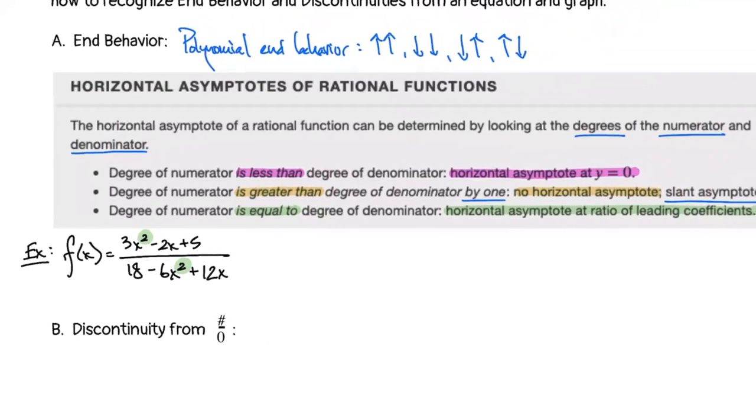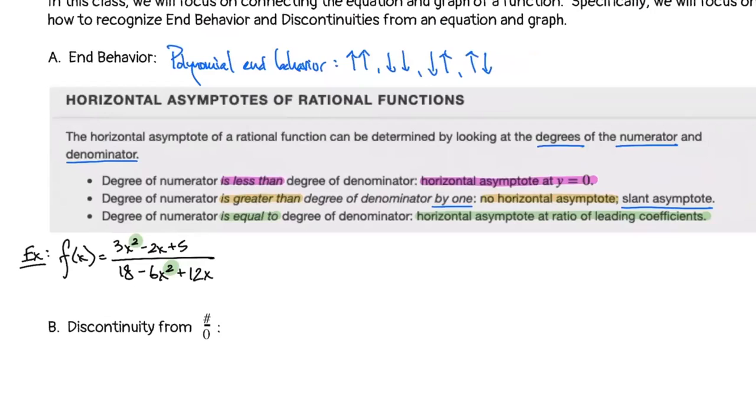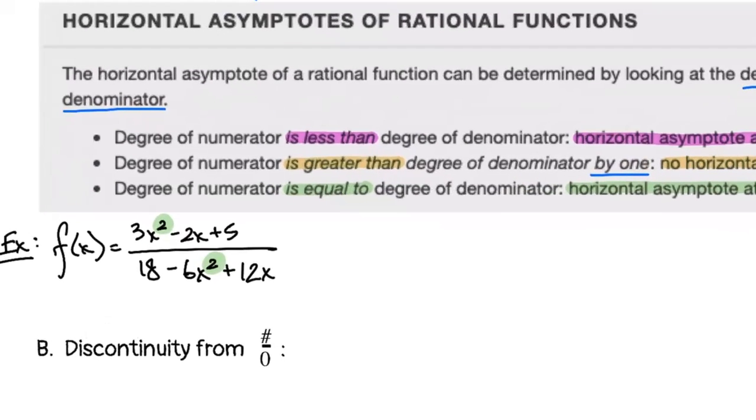And so if we reread this rule, the green one, it says that the degree of the denominator is equal to the degree of the numerator. If that's the case, then the horizontal asymptote is the ratio of the leading coefficients. So my horizontal asymptote, should I write x equals or y equals? Y equals. Good, we're gonna write y equals.